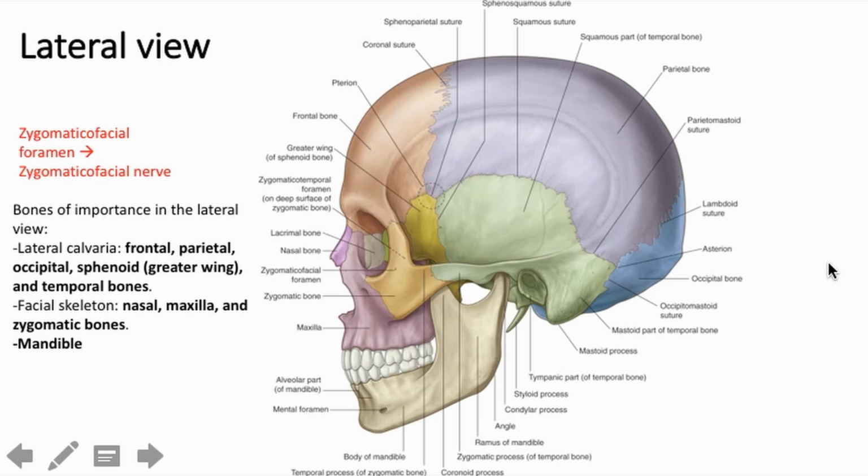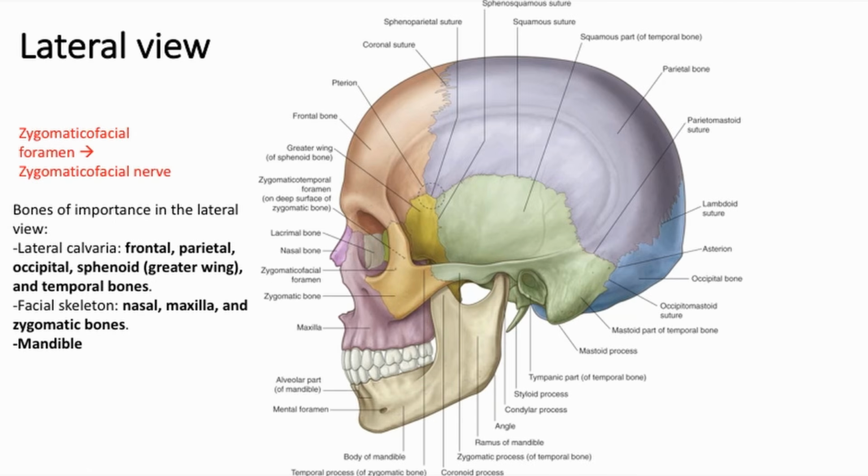So going over to the lateral view of the skull, we can see some different structures, some different pieces of the skull as we look. The bones of importance laterally, we're talking about the frontal bone again, parietal, occipital, the sphenoid, the temporal bones, and in the facial skeleton we can see the nasal bones, the maxilla, the zygomatic bone, and the mandible.